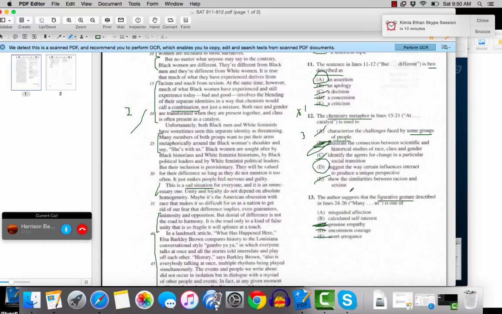Okay, so is it misguided affection or is it calculated self-interest? Let's look at one by one. What does misguided affection mean? That it's affection, but it's not truly genuine. That's a good guess. It's not quite what misguided means.